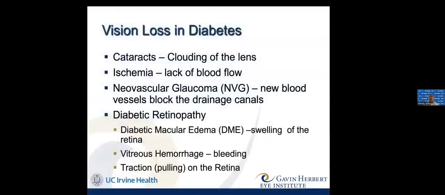So vision loss and diabetes comes from a lot of different factors. The one thing that most people have heard about is cataracts. And most people think of cataracts as a disease of getting older, which is true, except in diabetes. If the blood sugar is high, it causes a specific type of cataract called a diabetic cataract. And this type of cataract tends to cause clouding of the lens, which causes a lot of glare, especially. People tend to notice it when they're driving at night and the headlights are coming at them. And it makes it almost blinding to see at night. But during the day, their vision might be pretty good.